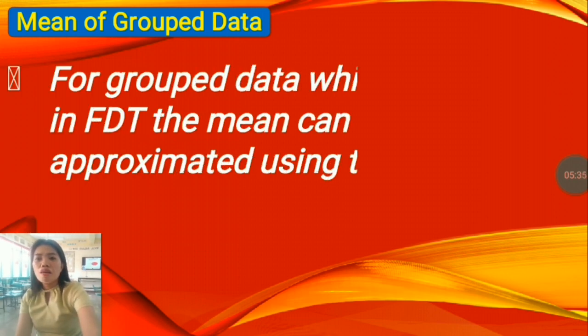The previous examples were for ungrouped data, meaning the data are not yet arranged; they are raw data. Now let us proceed to the mean of grouped data. Grouped is the opposite of ungrouped. When we say grouped, the data are already arranged in a frequency distribution table. Let's take a look at how we are going to solve for the mean of grouped data.